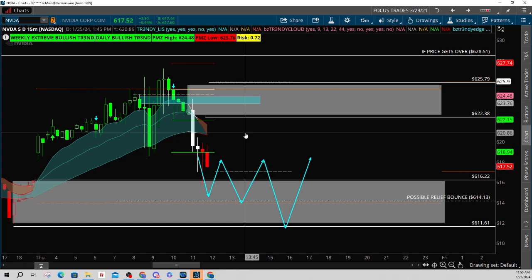We're going to use zones to take your profits. We're going to use Fibonacci's to take profits. You're going to identify those zones by using the formations that I teach you. And on top of that, you can also use the cloud as a profit taking level.